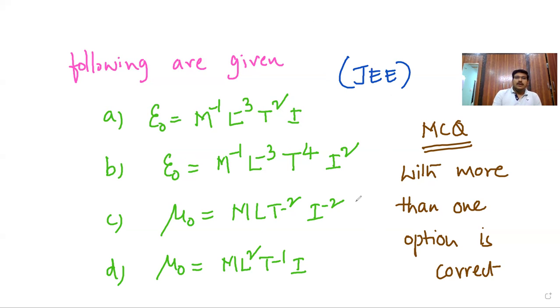Okay. Now, he is asking the dimensional formula of the permittivity and permeability in terms of mass, length, and time, as well as current. Be careful, current is also given. Clear? Let us see the solution of this.